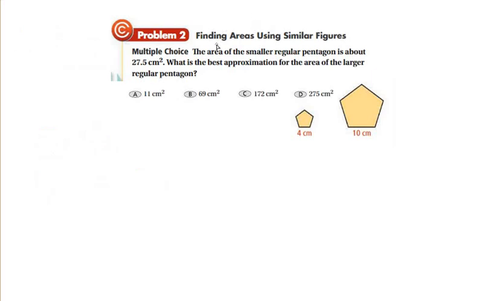Now we will learn how to find the area if we have the ratio of their sides. The area of the smaller regular pentagon, a pentagon is a polygon with 5 sides, as you see there are 5, is about 27.5. So this is the area of the smaller one. A1 is 27.5 centimeters squared. What is the best approximation for the area of the larger regular pentagon? So we need A2. If we find the ratio A to B, we can find the ratio of their areas.